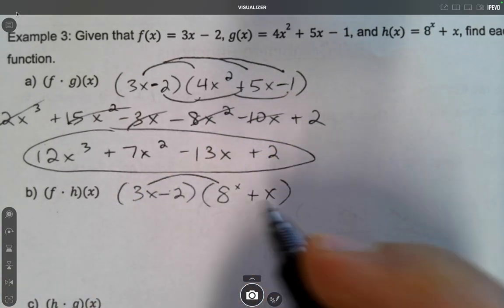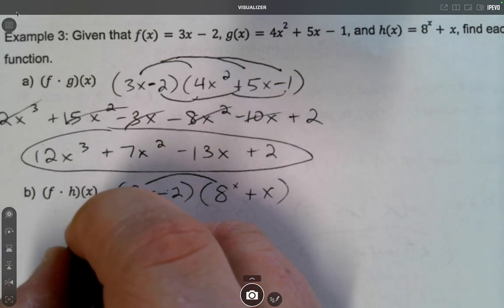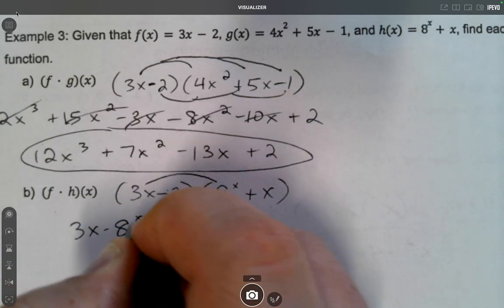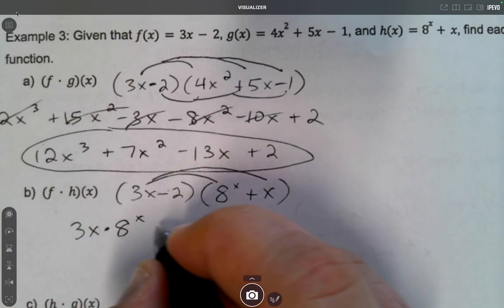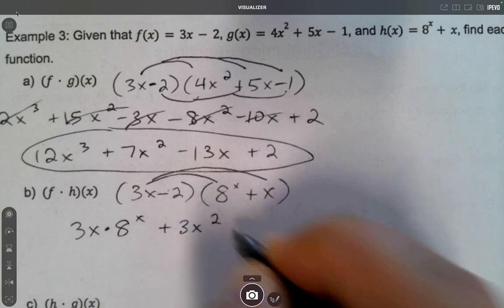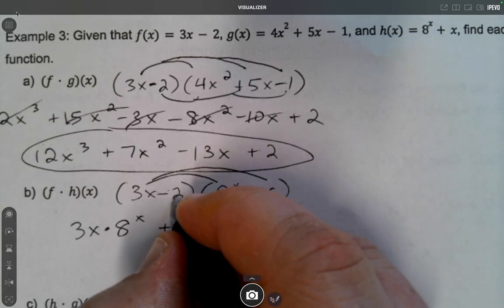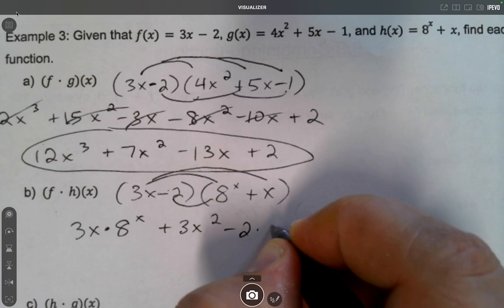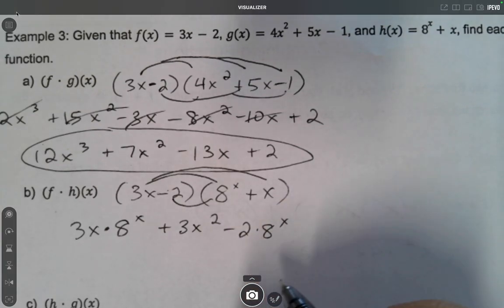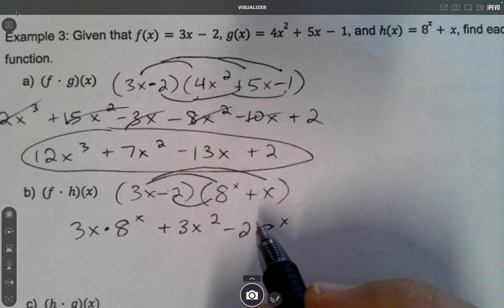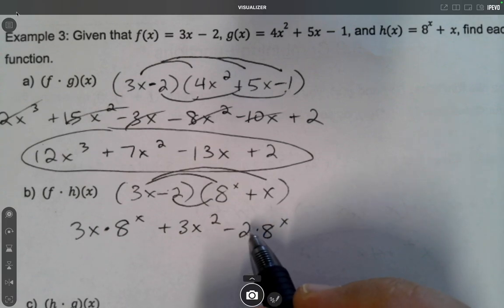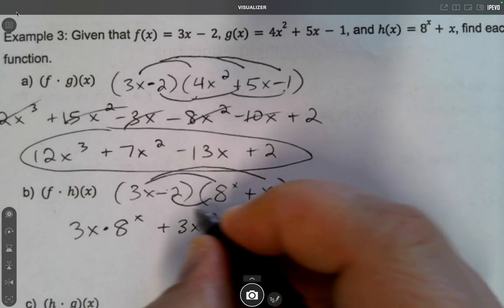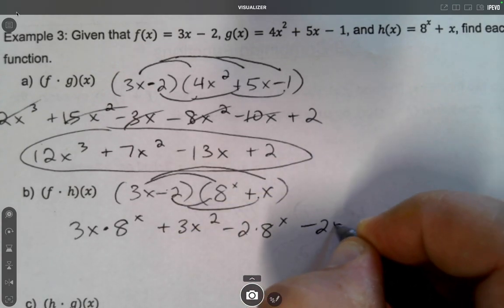So we do the firsts. 3x times 8 to the x. 3x times x is 3x squared. Minus 2 times 8 to the x, we just write it as 2 times 8 to the x because we can't say 2 times 8, because 8 has an exponent applied to it while the 2 does not. And then negative 2 times x is negative 2x.